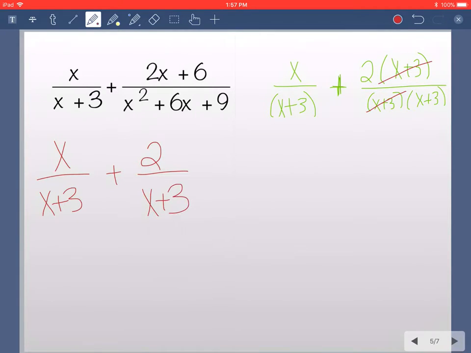And now I have a common denominator. So I can add going straight across. So I get x plus 2 over x plus 3. And then if I'm stating my excluded values, x cannot equal negative 3.